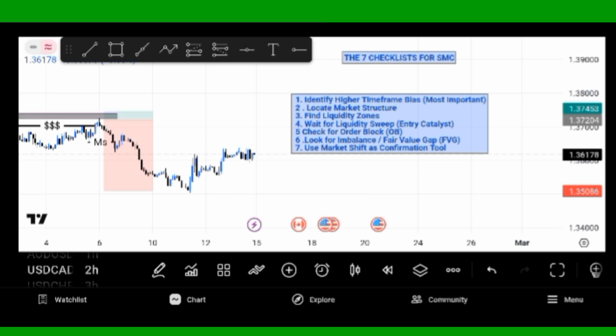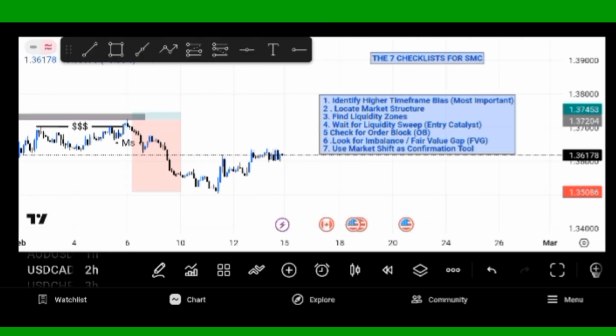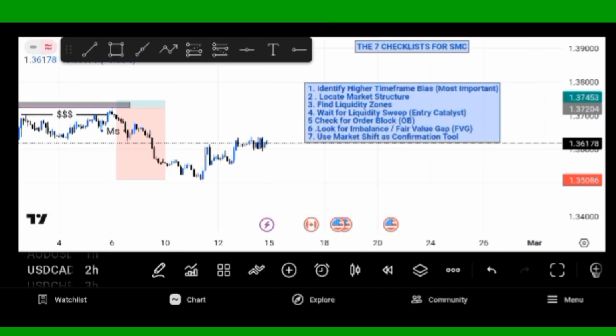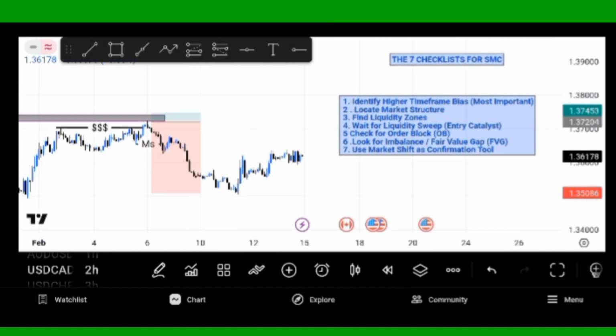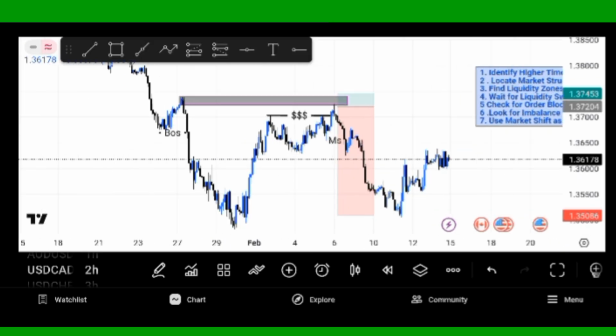The first checklist is to identify the higher time frame. Identifying the higher time frame means you need to check the trend. Is it an uptrend or a downtrend? If you want to trade smart money, you first of all need to check the trend, whether it is bearish or bullish. You need to go to your higher time frame to check where the market is moving to.